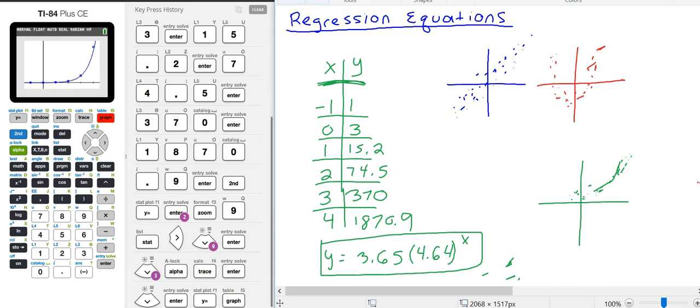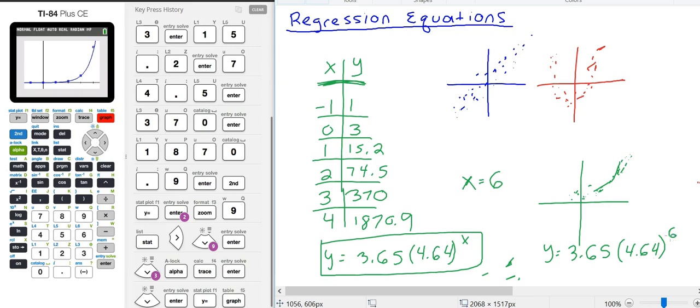Once you have your linear regression equation, your quadratic regression equation, or your exponential regression equation, you can use that to find values that weren't already given to you in the table. So let's say we wanted to use this exponential regression equation to find what would be the y value at x equals 6. So all we have to do is plug in x equals 6. So y is equal to 3.65 times 4.64 to the x, which is 6.